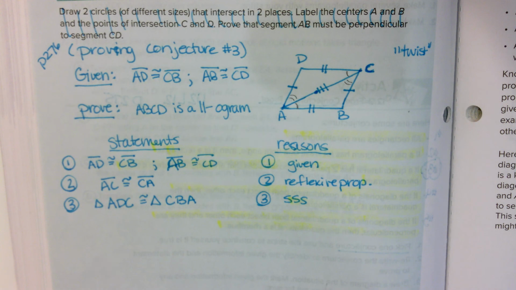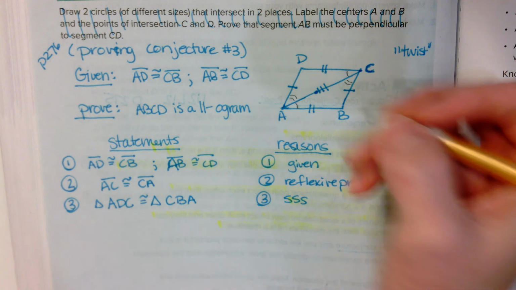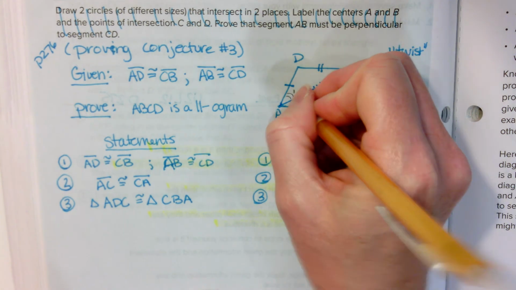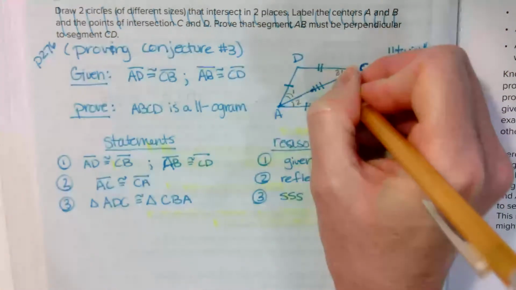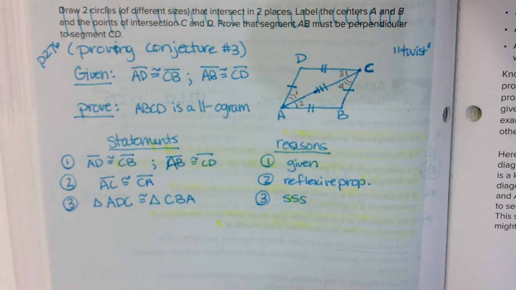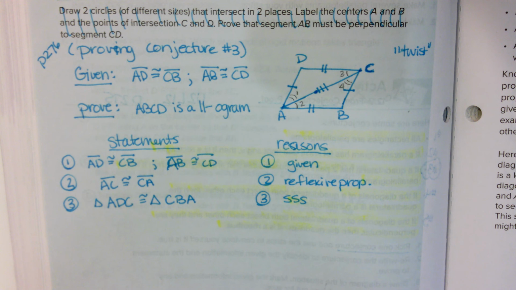And so I'm going to label these with some numbers. I'm going to call this 1 and 2. I'm going to call this 3 and 4. This is just going to make writing in my proof easier. I'm not going to have to worry about getting my 3 letters in the right order. Can you do that? Sometimes. It depends on the problem.